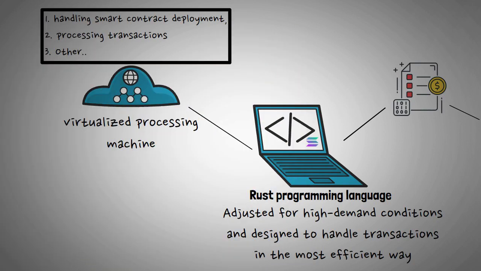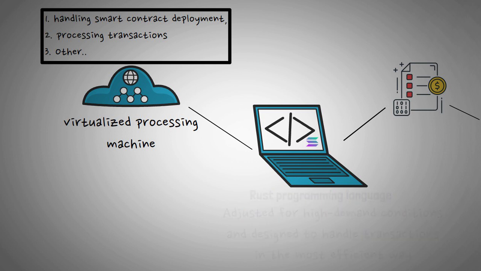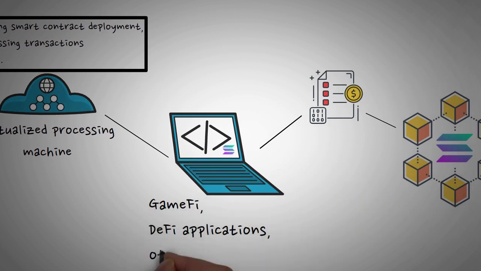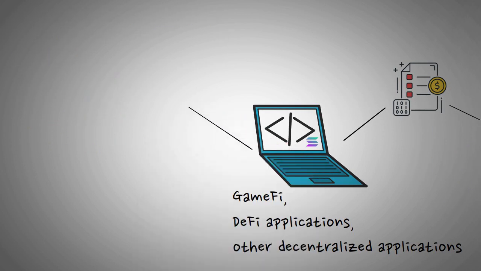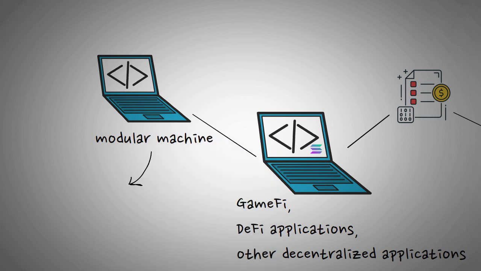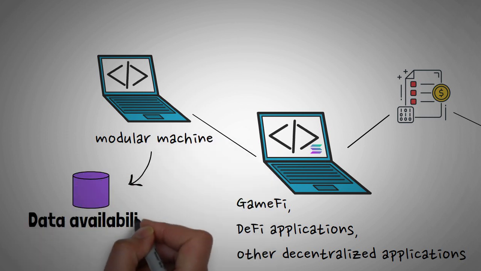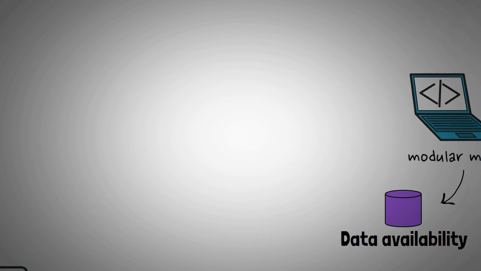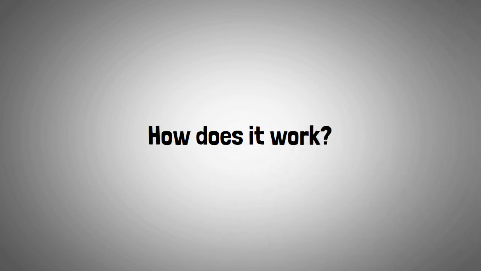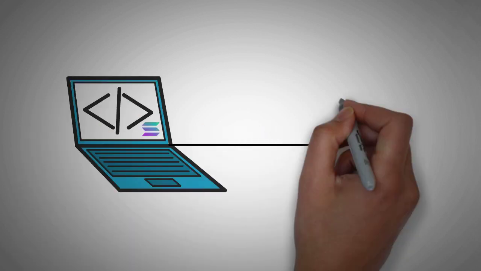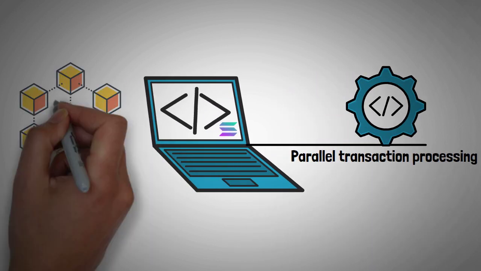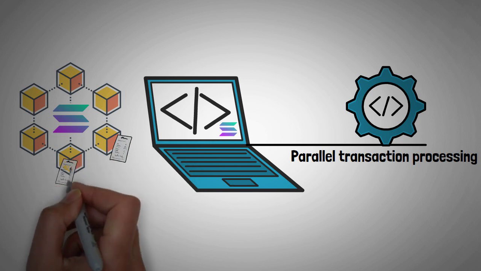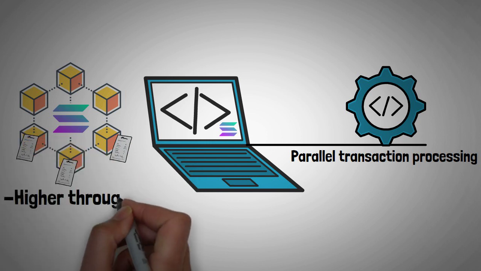The SVM supports diverse smart contract applications including GameFi, DeFi applications, and other decentralized applications. Like the EVM, Solana VM is a modular machine where it can be deployed alongside other components, e.g. data availability or consensus layer, to build decentralized networks with little or no changes to its original form. Alright, so how does it work? At the core of the Solana VM's operation is the parallel transaction processing model. By structuring the Solana blockchain to process multiple transactions simultaneously instead of sequentially, it can offer higher throughput while enabling scalability.